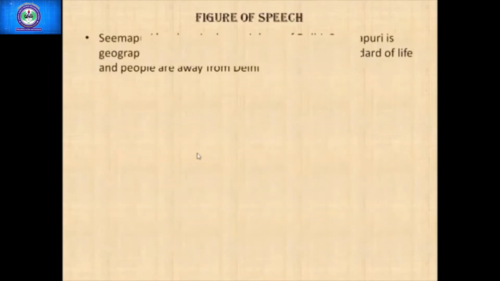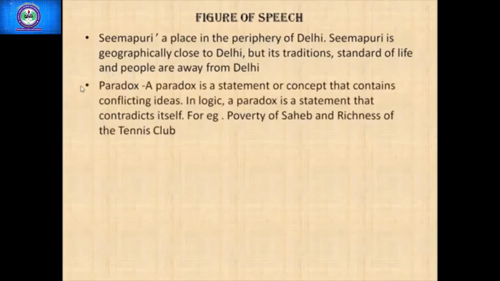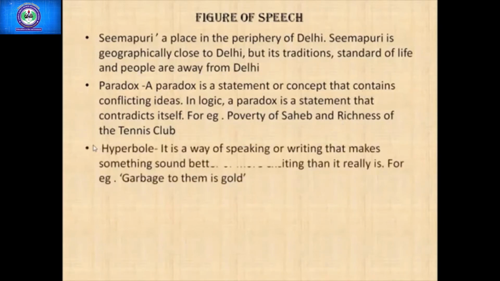So, what figure of speech have we used in this story? Seemapuri, a place in the periphery of Delhi. Seemapuri is geographically close to Delhi. It's an outskirt nearby, but in traditions, its standard of life and people are away from Delhi. Paradox. A paradox is a statement or concept that contains conflicting ideas. In logic, a paradox is a statement that contradicts itself, like the poverty of Saheb and the richness of the tennis club.